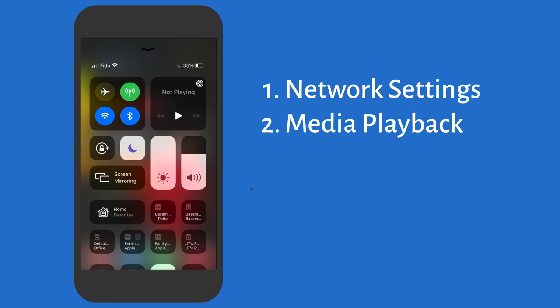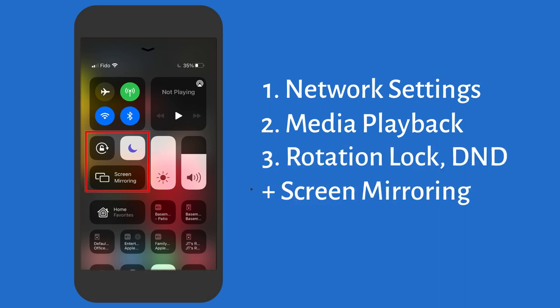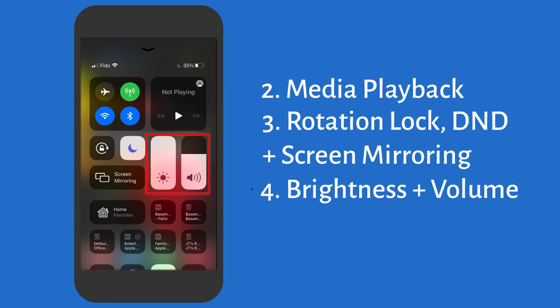Next, below the networking, we have a cubicle of rotation lock, which will not allow you to rotate the aspect of your phone. Do not disturb, which will silence all notifications and incoming calls to your phone. And screen mirroring, which on certain TVs will allow you to show what is on your phone on that TV. To the right, we have our brightness slider, so you can adjust the brightness as well as your volume slider.